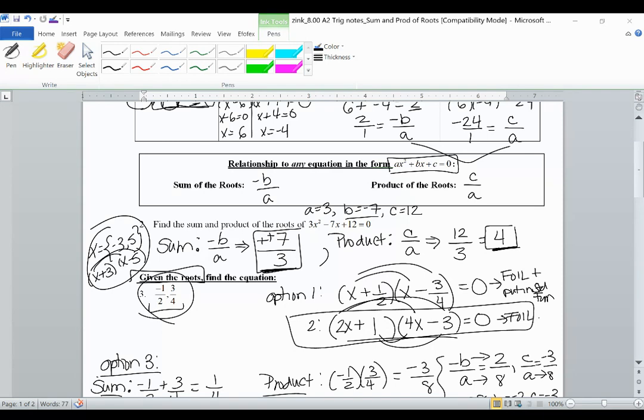Again, you're getting that equation by doing ax squared plus bx plus c equals 0, your standard form of a quadratic. Okay, so hopefully that gets you set up to do the homework on your own.